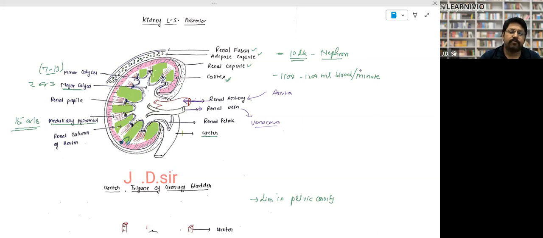And what is the blood filtering capability? 1100 to 1200 ml of blood per minute is filtered by the kidney. Now you can understand how efficient they are.